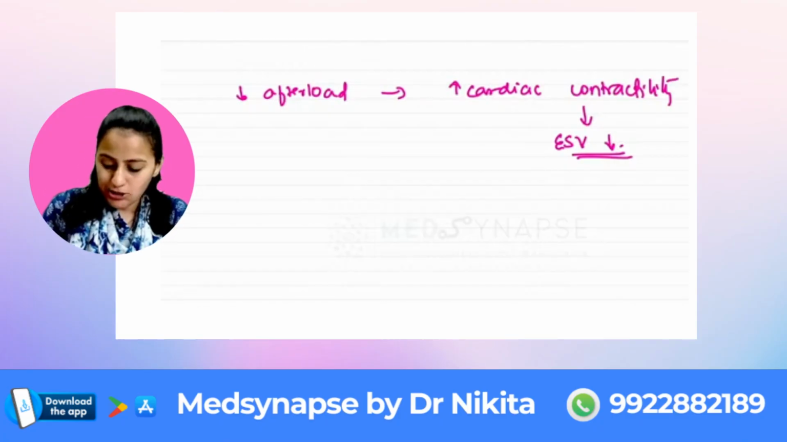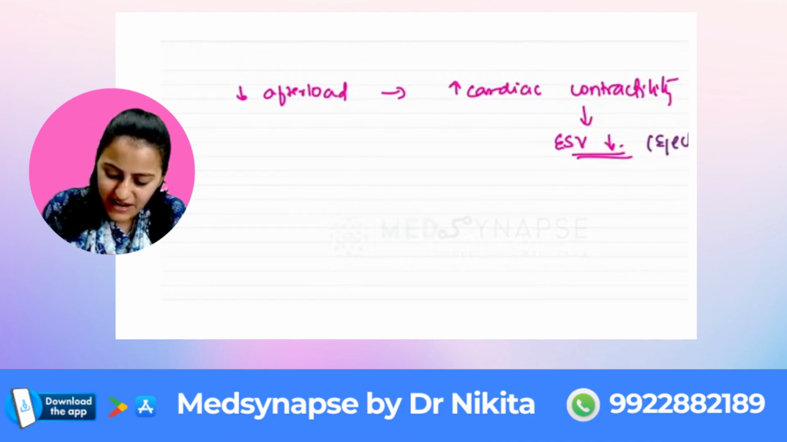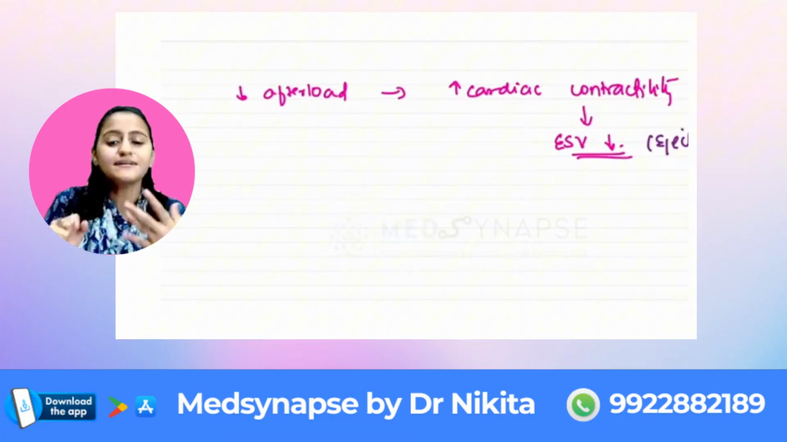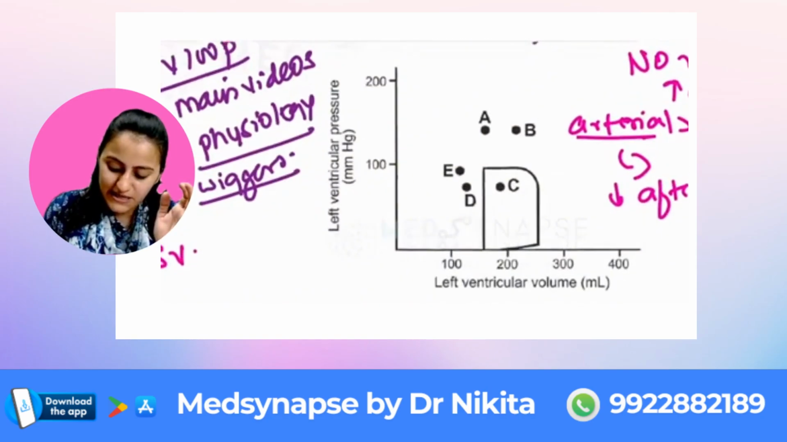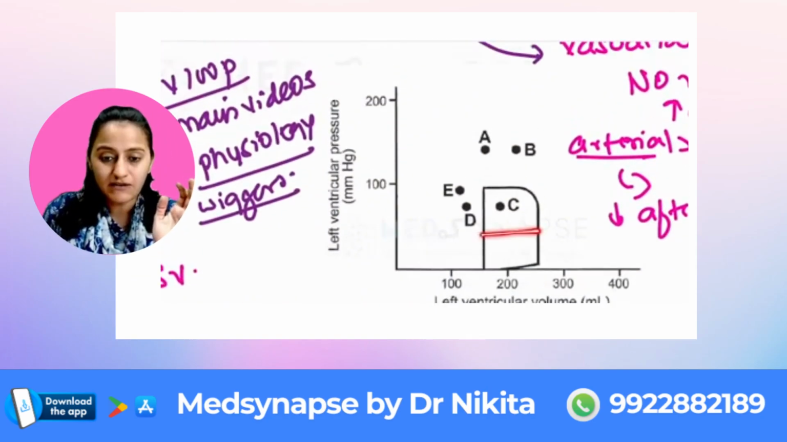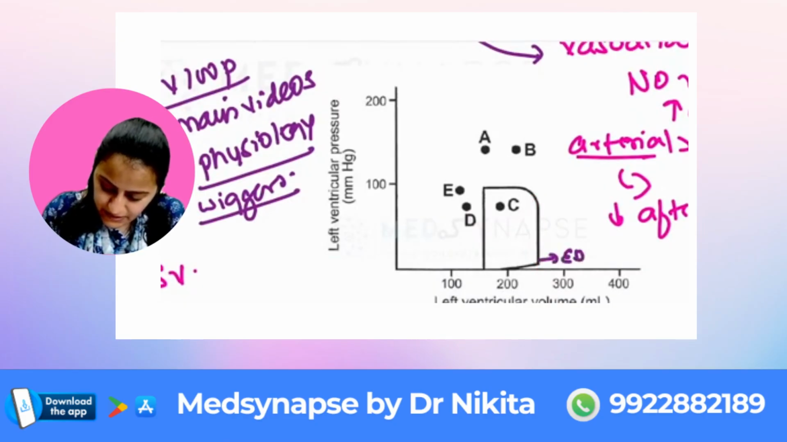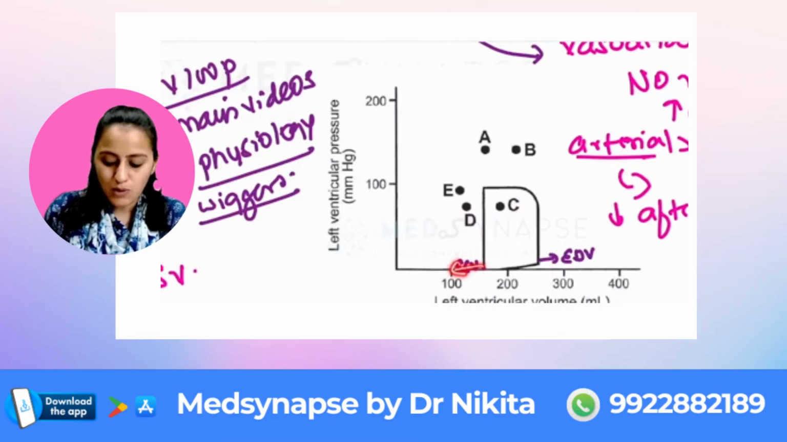Okay? So the end systolic volume will decrease. Why? Because the ejection fraction has increased. Since there is no afterload, the heart will pump much more. So end systolic volume will decrease. What point tells me the end systolic volume here in this PV loop? This is the end diastolic volume, right? And this is the end systolic volume. So the end systolic volume will decrease.